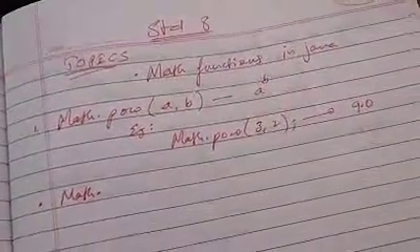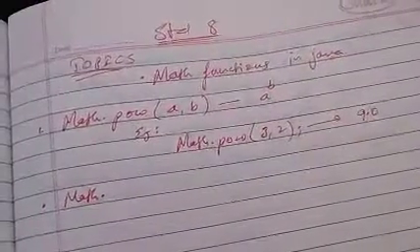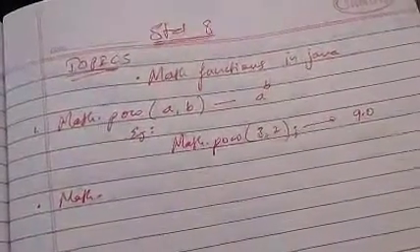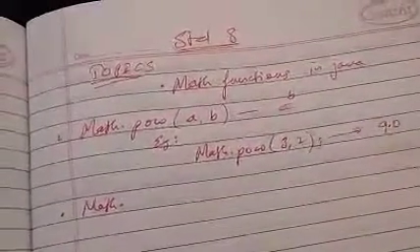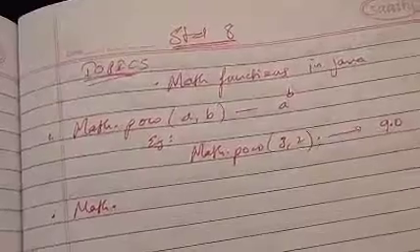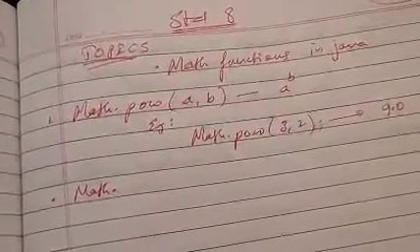Today we are going to discuss the various maths functions in Java. Not all of them, but the ones which are more important to you. The first one is math.pow. Pow is a short form of power.